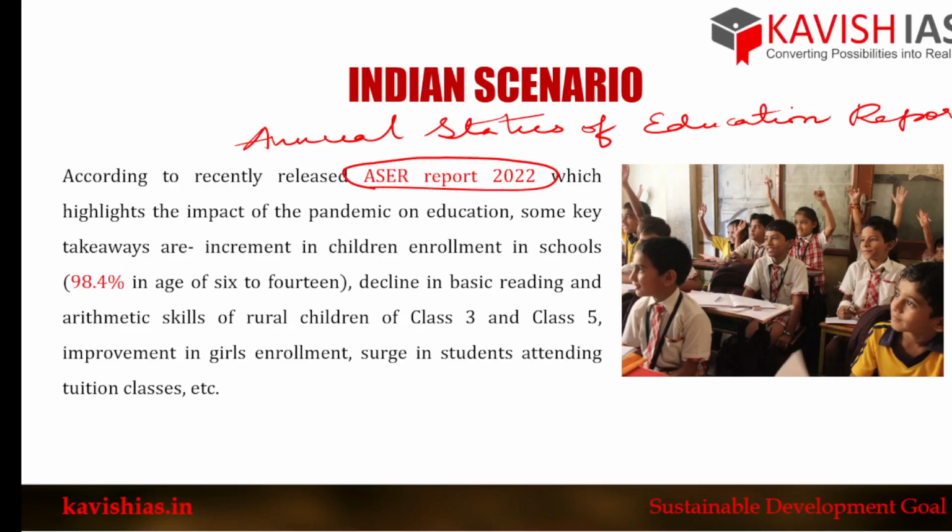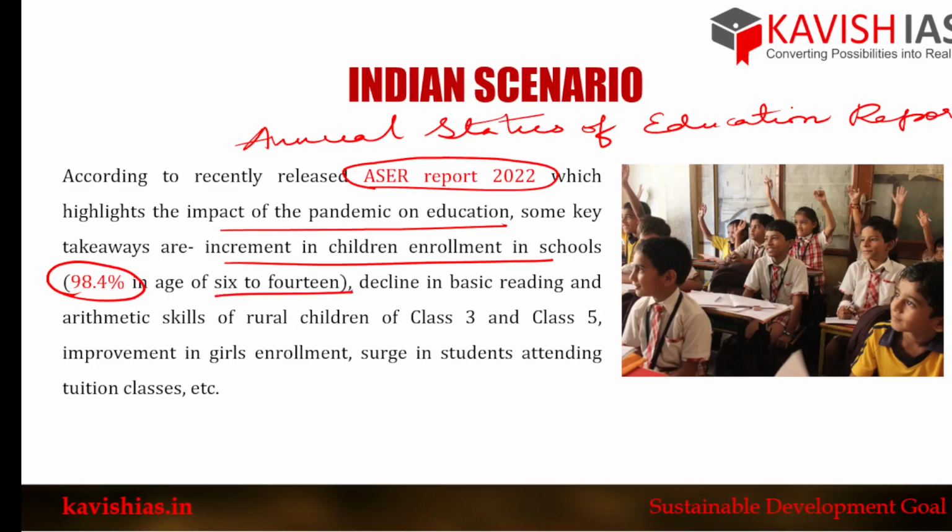So this ASER report has been recently released, which takes a survey in all the rural districts across the whole country. And this ASER report highlighted the impact of the pandemic on education. Some of the key takeaways are that there has been an increase in children's enrollment in schools. Of course, it's a very good positive point that almost 98.4% of children are enrolled in school in the age bracket of 6 to 14.